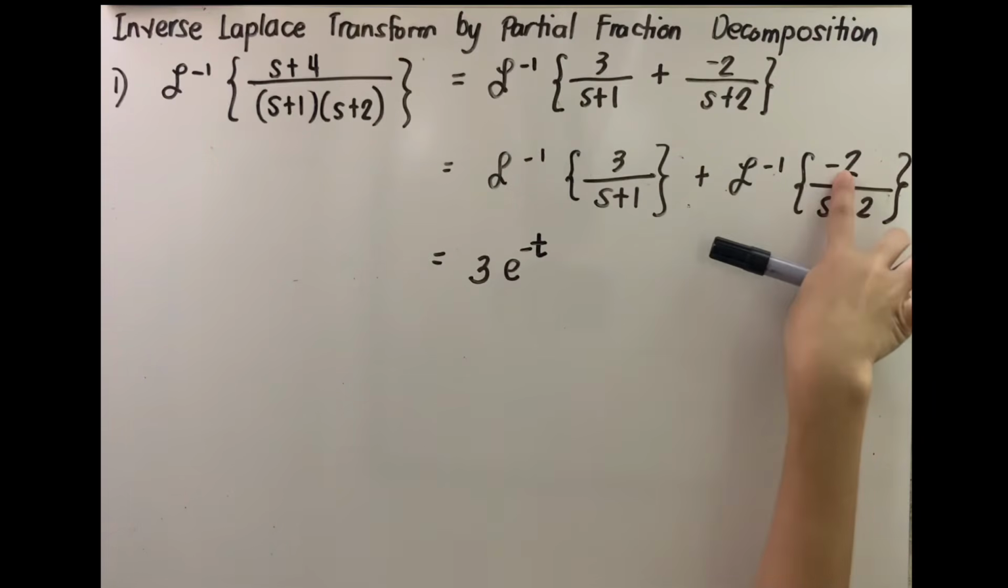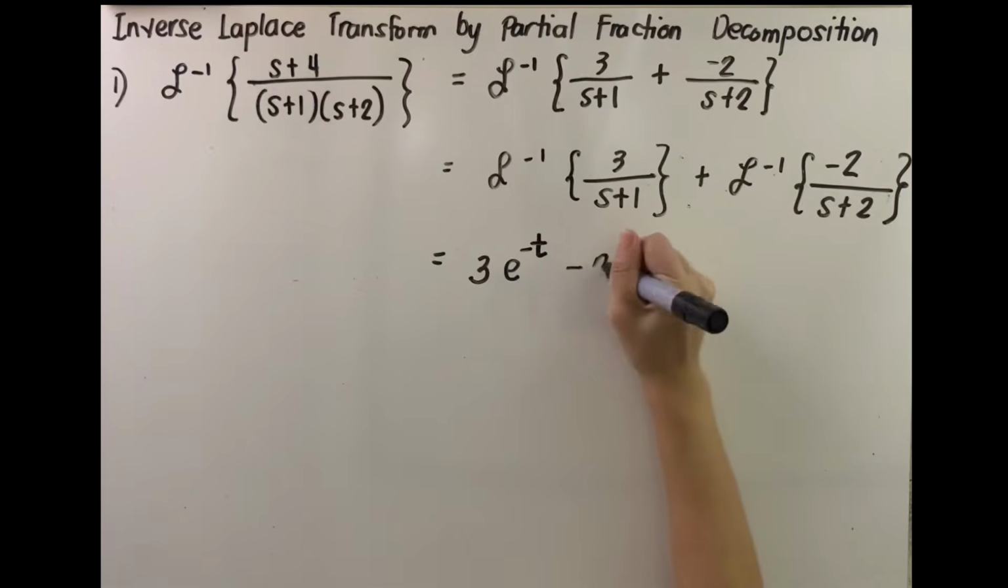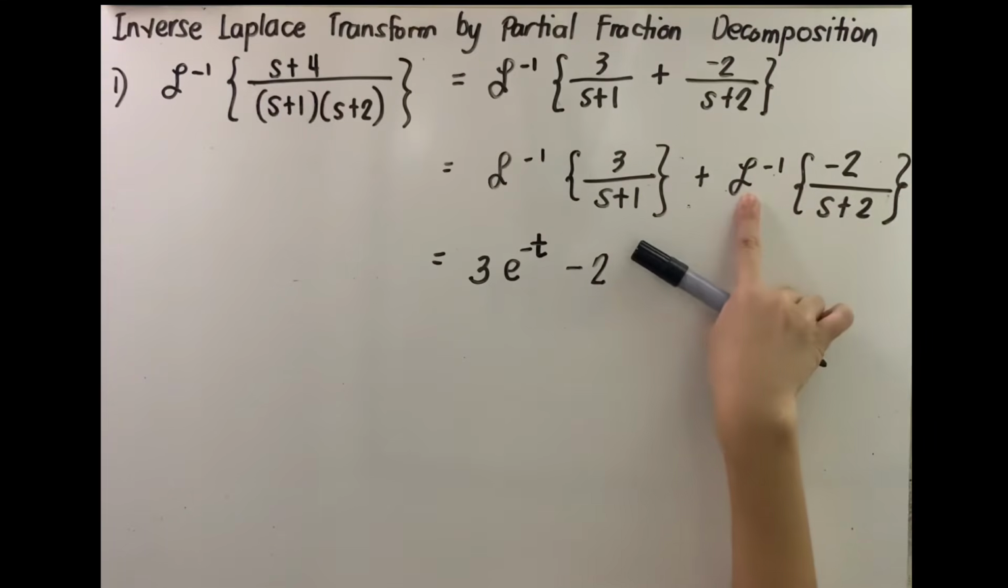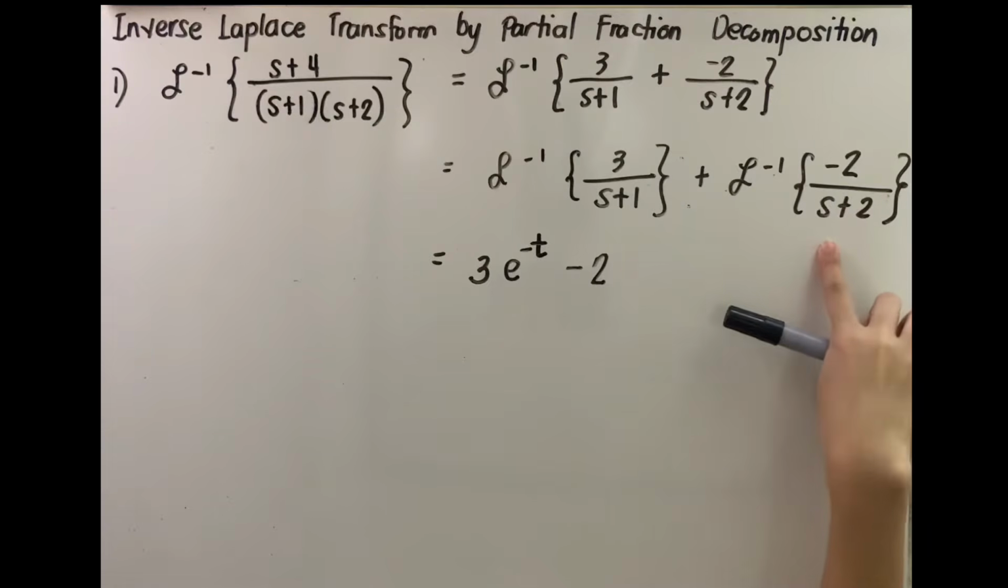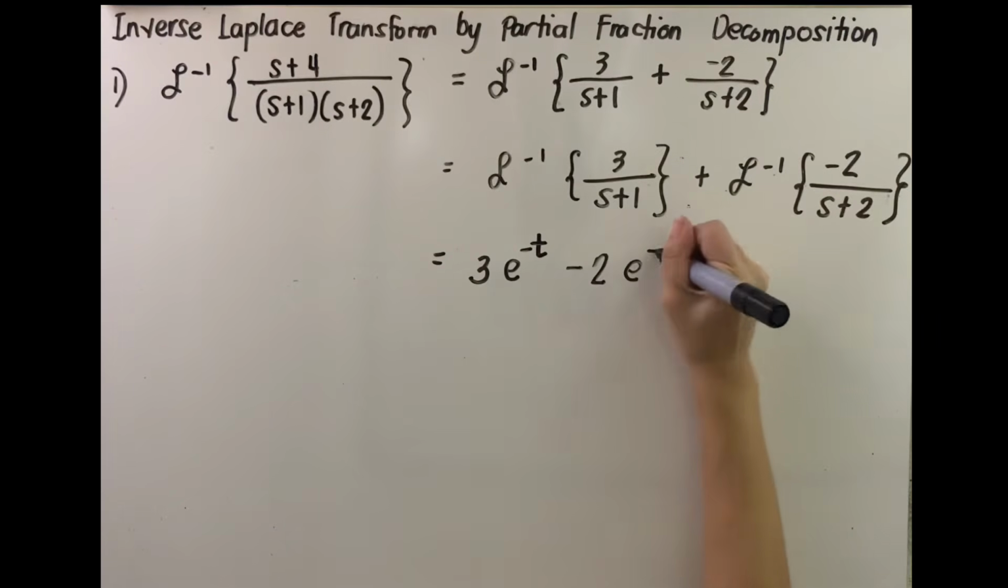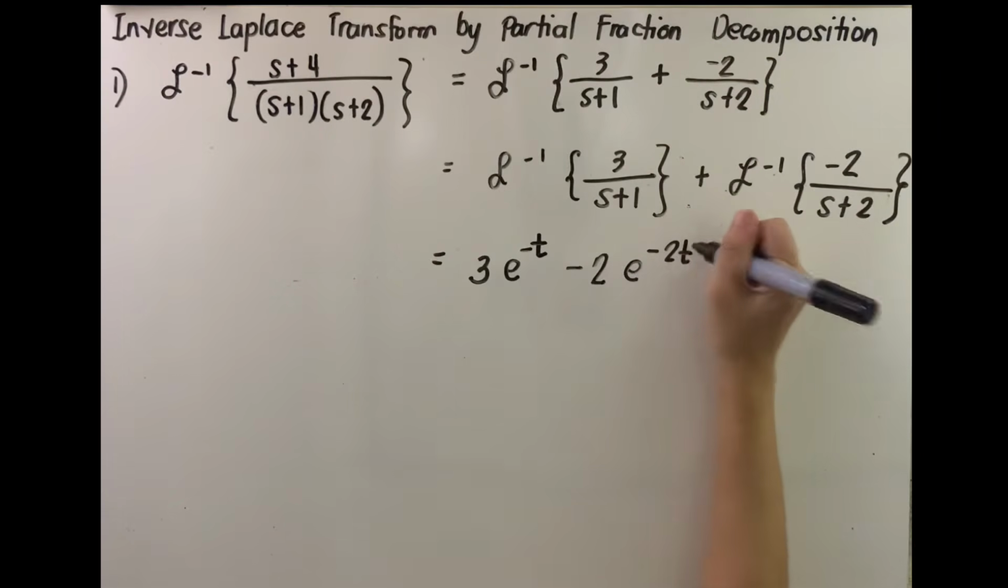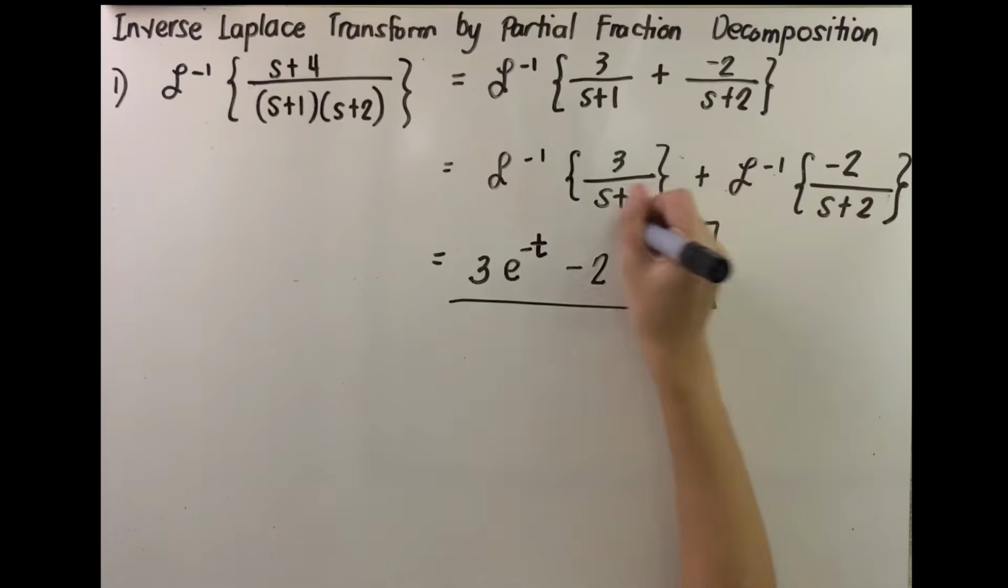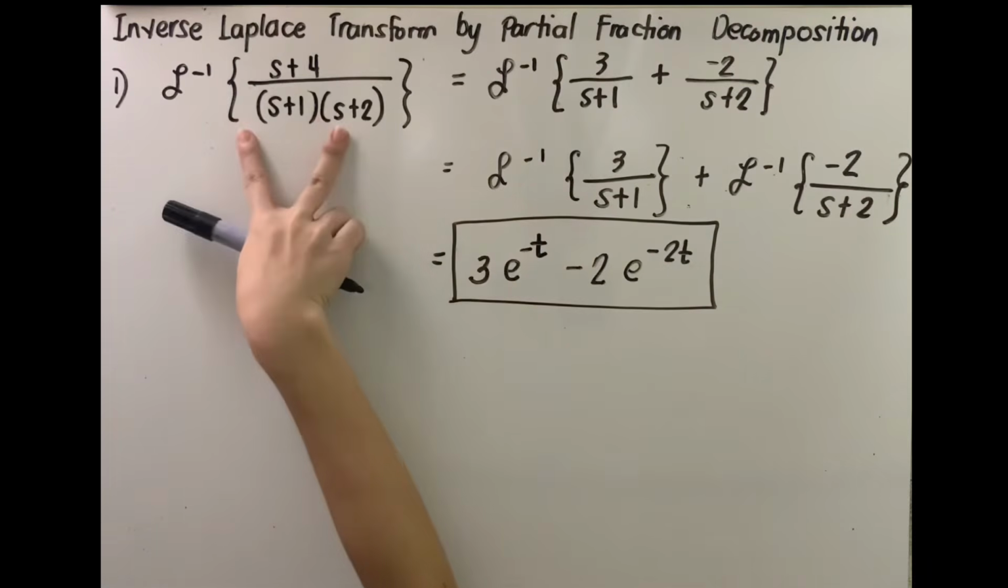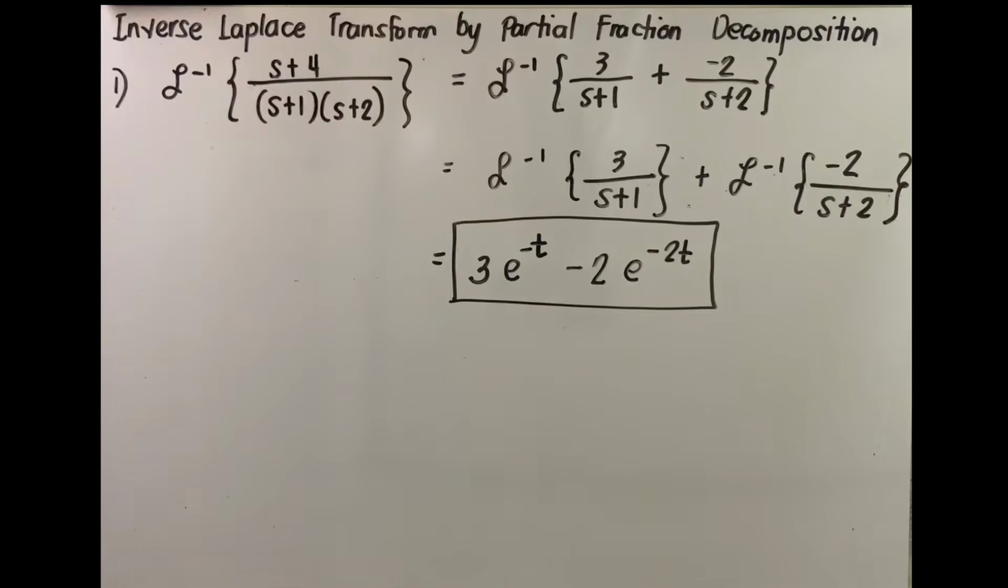Then I'll factor out the -2. So I'll have -2. And then take the inverse Laplace transform of 1 all over s plus 2. And in that case, that would be e raised to -2t. And this will be our answer for the inverse Laplace transform of s plus 4 all over s plus 1 times s plus 2.